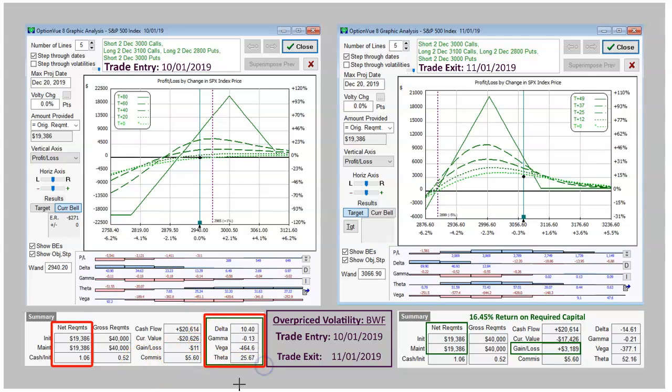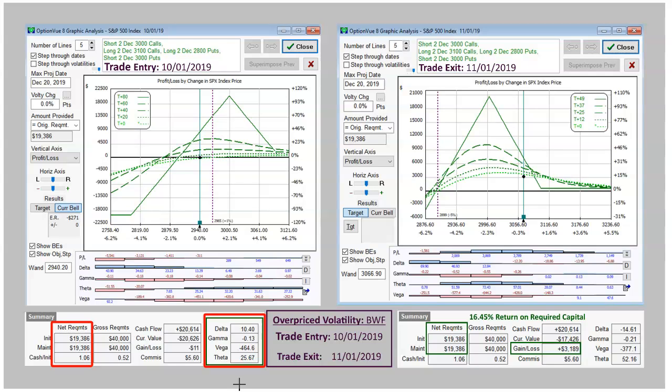So the Greeks are positive 10 for delta. Gamma is negative 0.13, Vega is negative 464, and Theta is positive 25.67 on a per day basis. These are all calculated by OptionView. You'll recall that in an overpriced volatility environment, we are expecting a lower than expected level of realized volatility. So in that case, we benefit from a negative gamma, hence a positive theta position, which are again direct opposites. We would also expect implied volatility to decline over time given our forecasts, so we have a negative vega position.